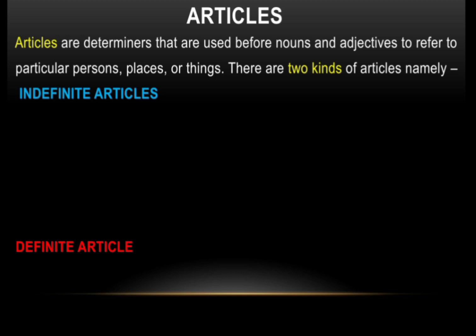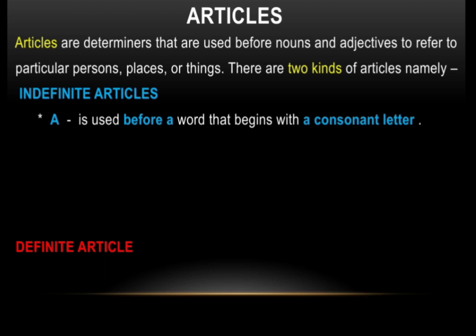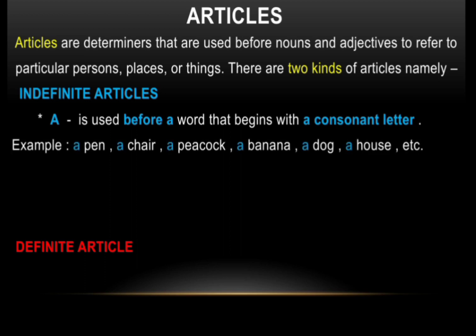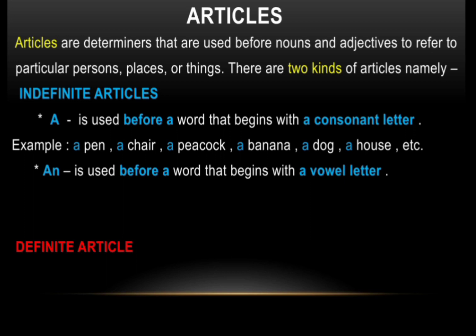Now, where is the indefinite article a used? A is used before a word that begins with a consonant letter. Examples: a pen, a chair, a peacock, a banana, a dog, a house. You can see all these words begin with a consonant letter, and so the indefinite article a is used before these words. The next one is the indefinite article an.